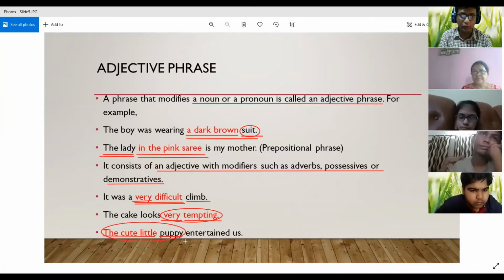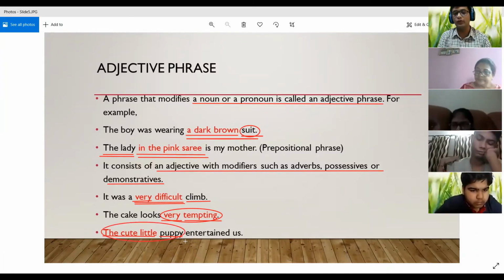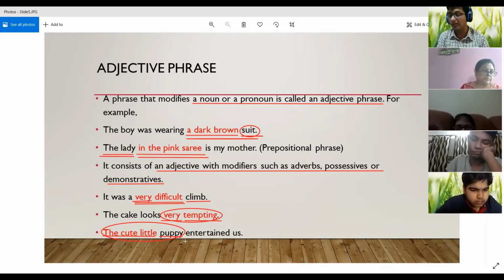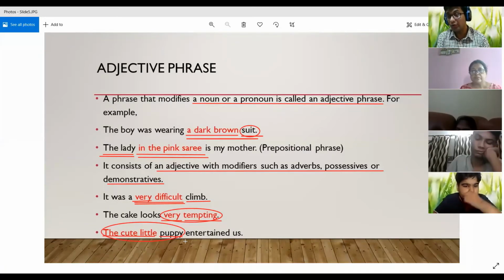Now, if we include puppy also in this phrase and make the phrase the cute little puppy, then it would become a noun phrase. So I am making you understand the difference. The cute little puppy as a whole will become a noun phrase, and the cute little alone will become an adjective phrase because it will answer two different questions. If we say the cute little puppy, then it is answering the question, who entertained us, right?